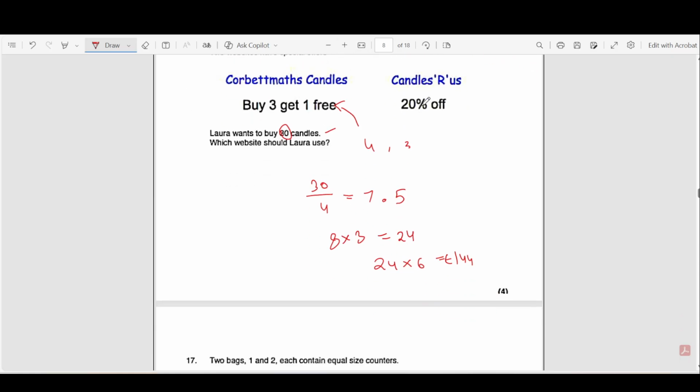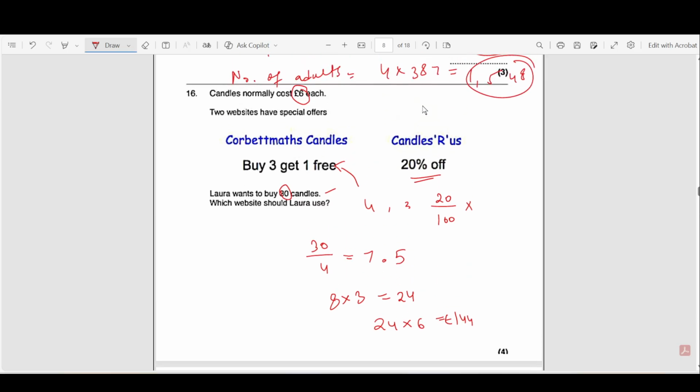Now, according to the other rule, 20% off, we find 20% of the total. Because she needs 30 candles, in total she would pay 30 times 6, which is 180. So we can just find 20% of the total amount, 180. 20 over 100 is 0.20, times 180.